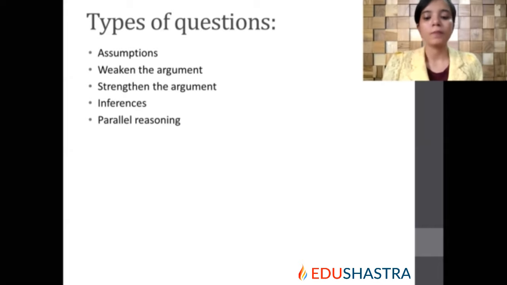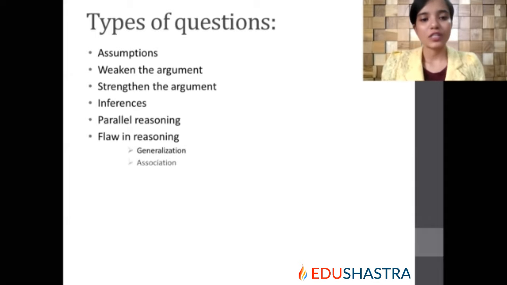Now, the last type is very, very important: flaw in reasoning. This topic will be discussed in detail, but let's have a glimpse of it. Flaw in reasoning means an error will be there in the passage. You'll have to find the error, or at times resolve the error. There are different types here. Let's just see the types, but I'll be explaining this in my next class. Generalization is one, then association and factors. We also have resolve the paradox. So many are there. These are my types of questions.